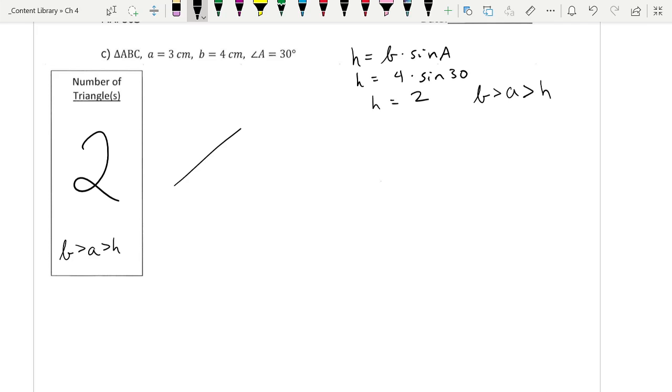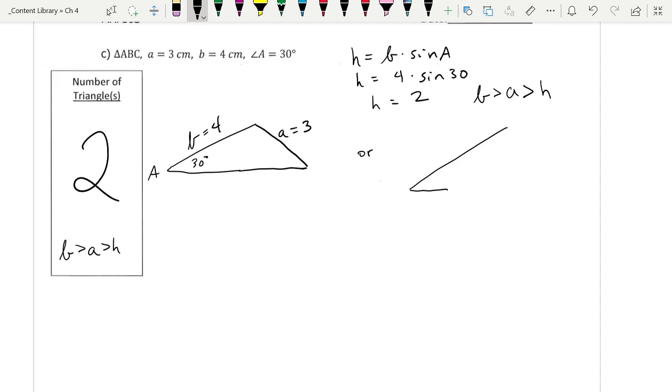So we have two triangles, and here's why we have two triangles. I don't like that angle. I'm going to draw it again. Because starting at the 30-degree angle here at A, that side that's 4, that side that's 3 could go this way, or it could go this way. I'm trying to draw this exactly the same, but this time it goes down that way.